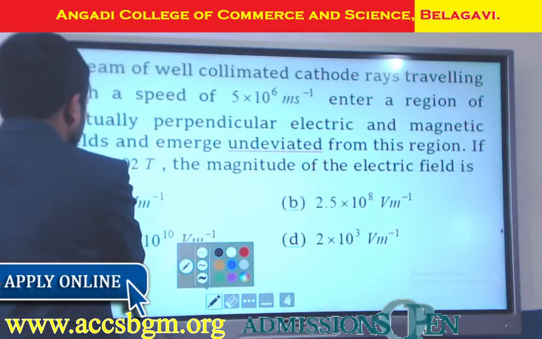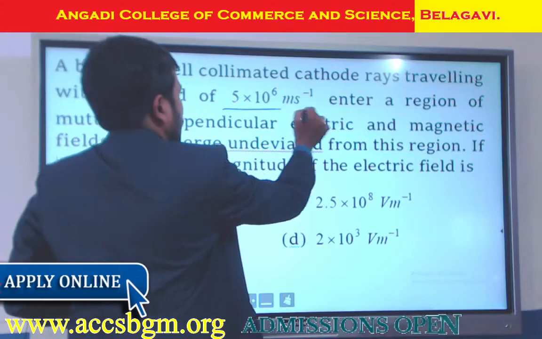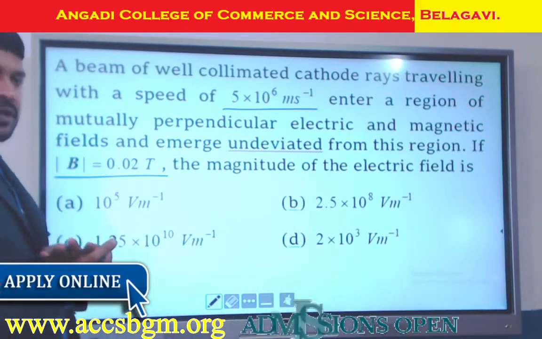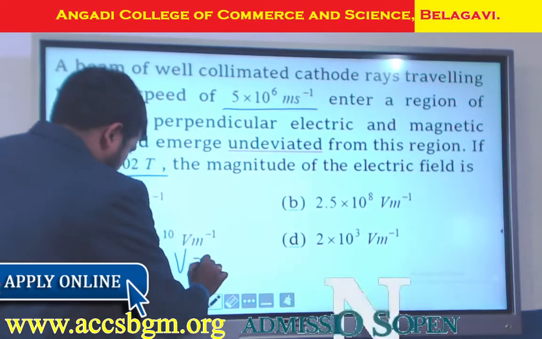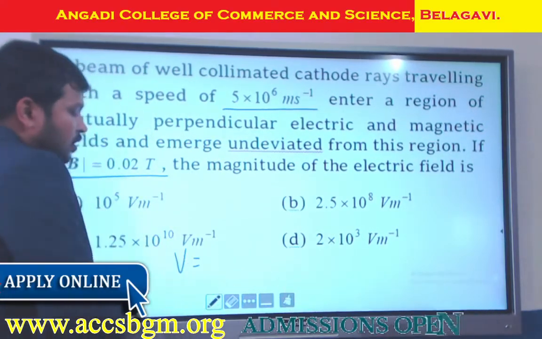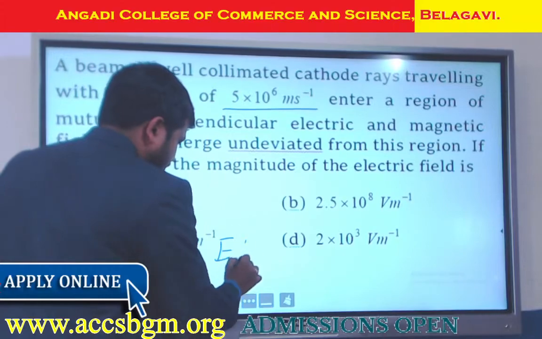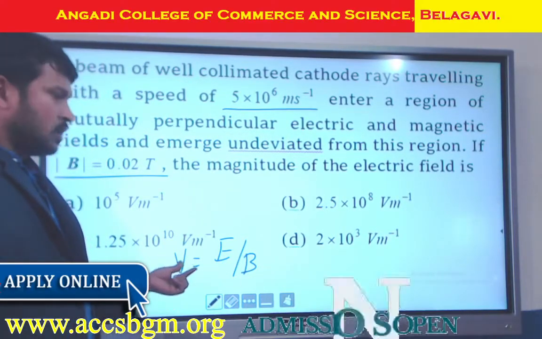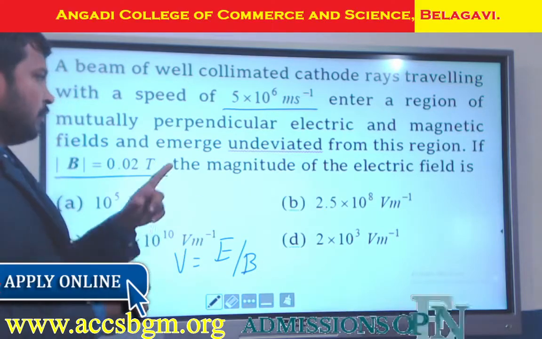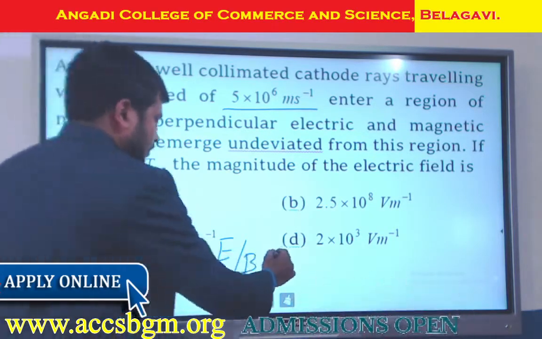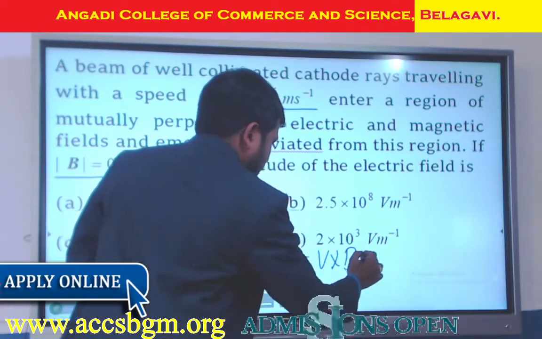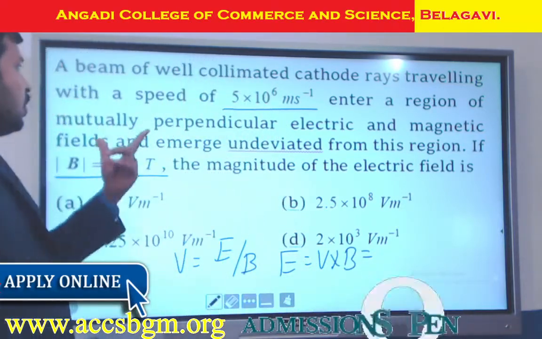Here, first one, B they have given as well as velocity they have given, yes or no? Okay. What is the formula? Velocity selector formula. What are we having? Velocity equals E by B. Velocity depends on what? Electric as well as magnetic field. They are asking for the electric field. E equals V into B.